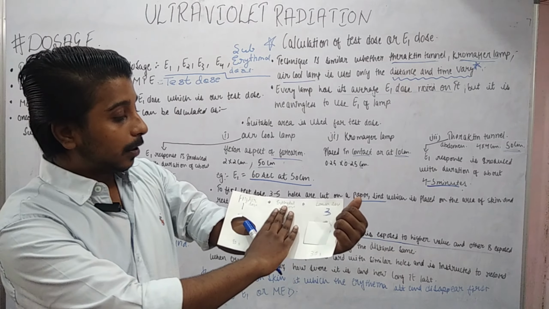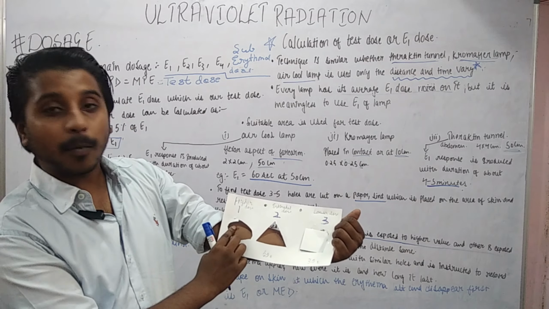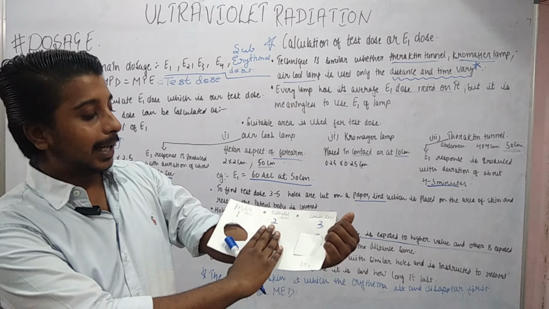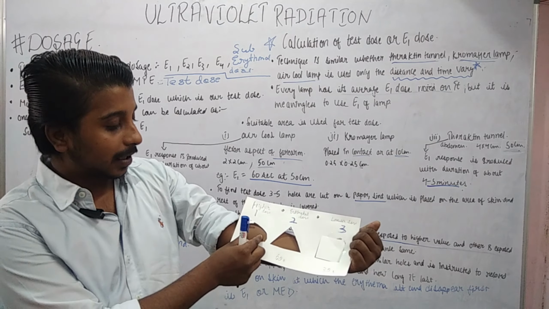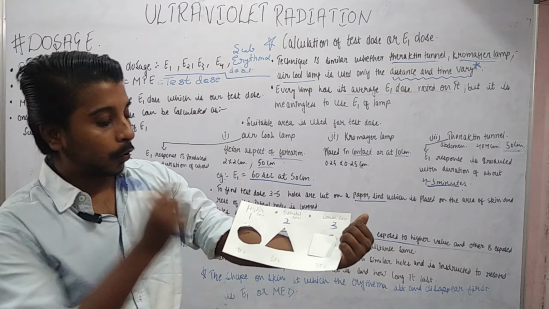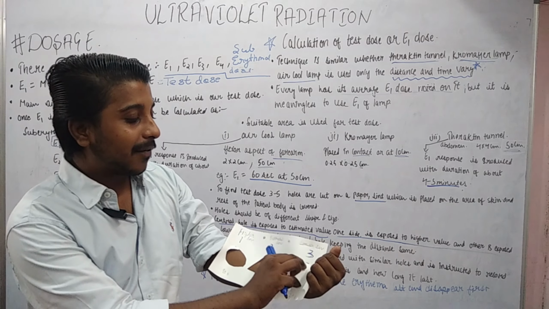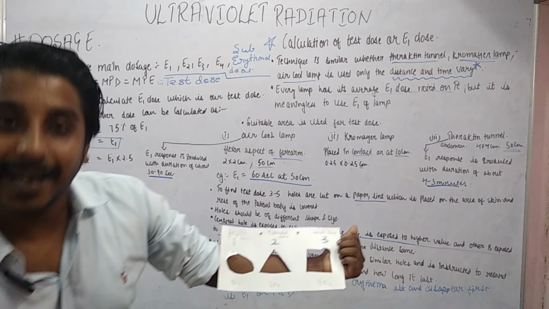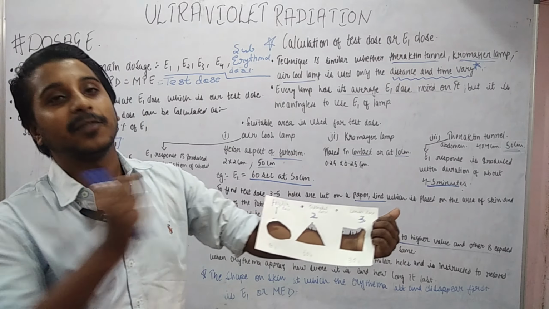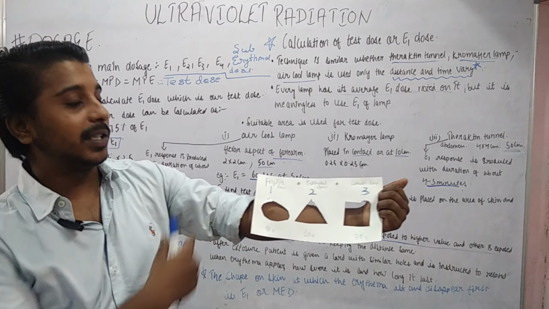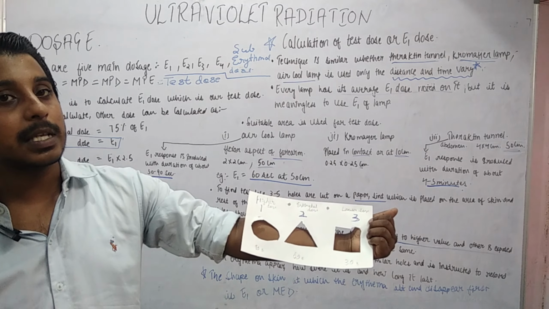First of all, these 2 and 3 were covered. Only this was given 30 seconds, and then I removed this part also, and again I gave 30 seconds. So this received total 60 and this received total 30 seconds. And when I remove this part, again I will give 30 seconds. This will be at 60 seconds and this will be at 90 seconds. Now you can check all the doses given.